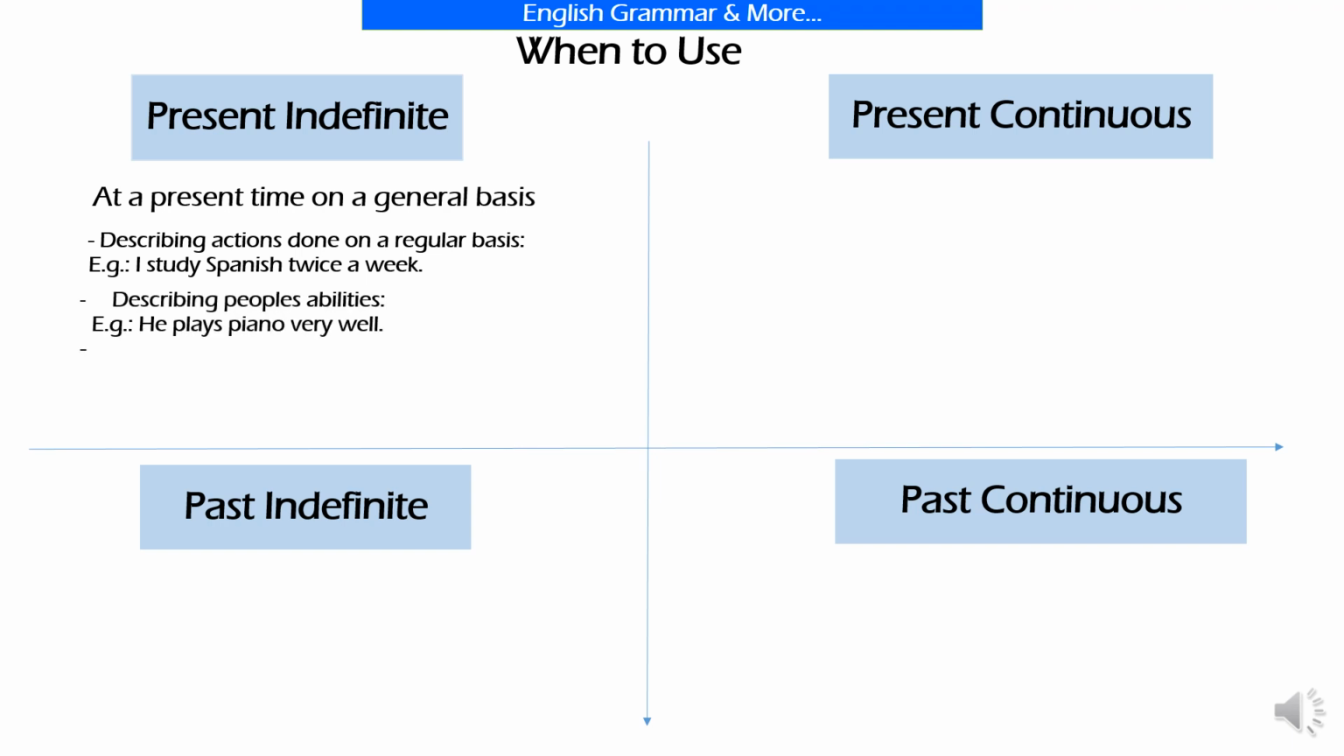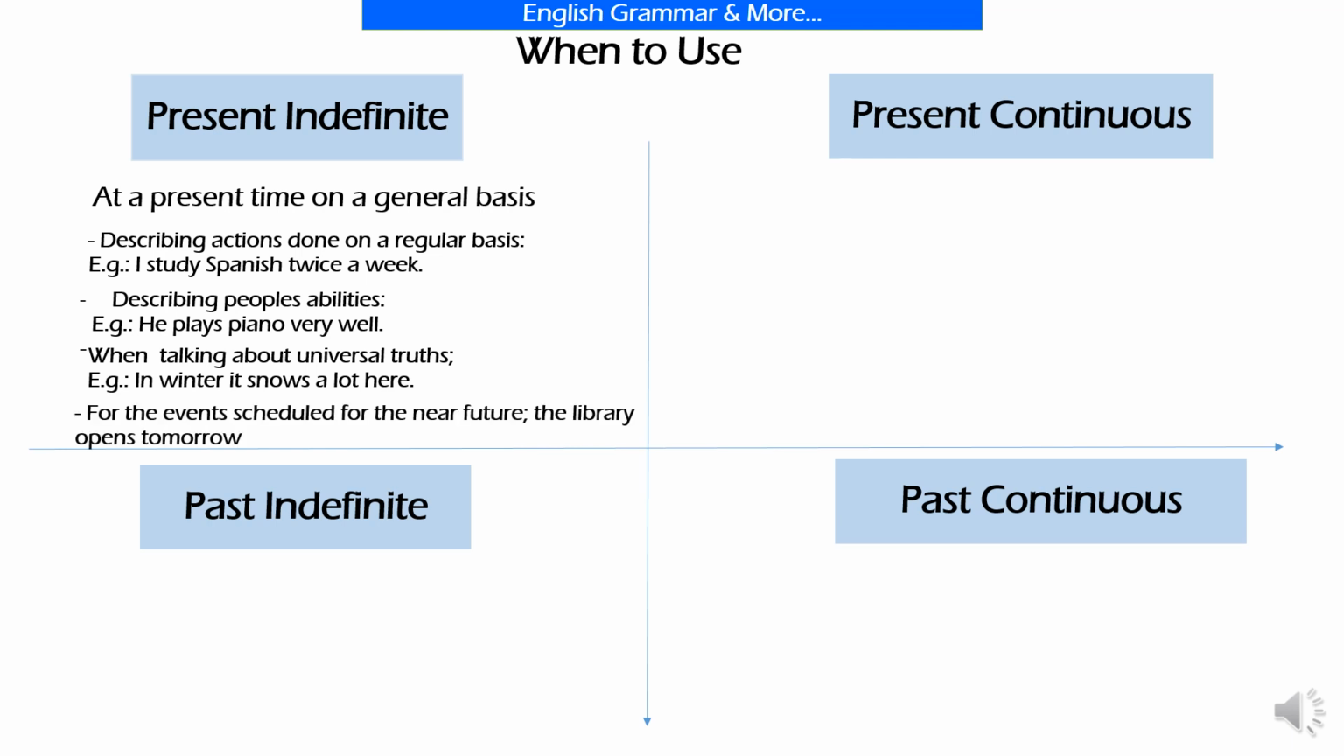We can also use the present indefinite tense form when we describe people's abilities. For example, he plays piano very well. In addition, if we talk about universal truth, then we use the present indefinite tense form. For example, in winter, it snows a lot here. Lastly, if you want to talk about something that's scheduled for a very near future, then it's grammatically okay for us to use the present indefinite tense form. For example, the library opens tomorrow.